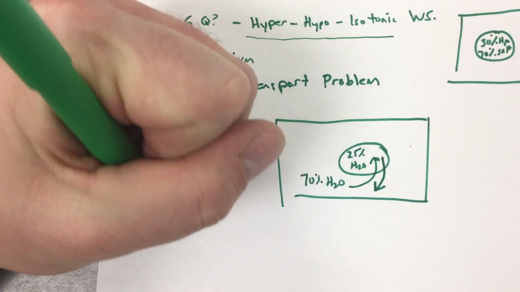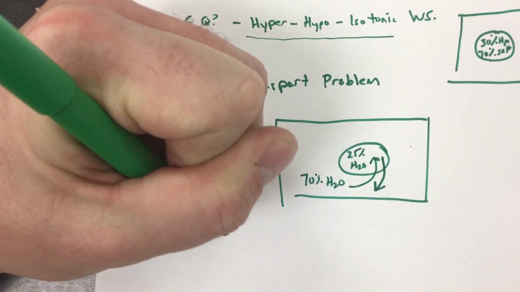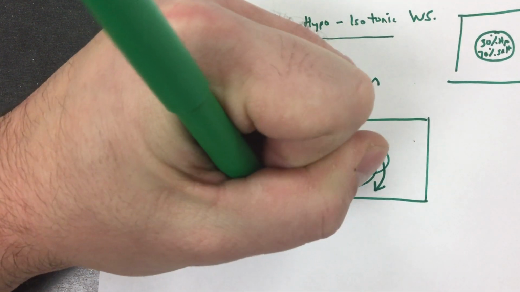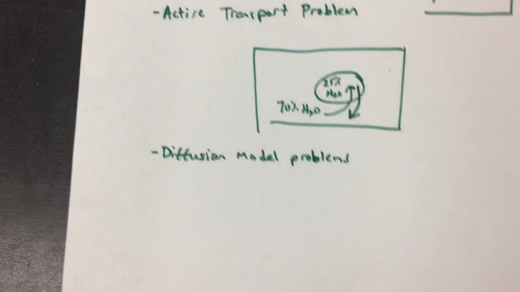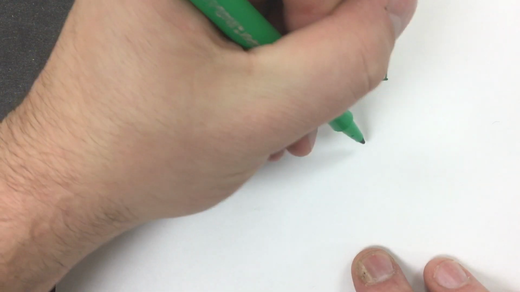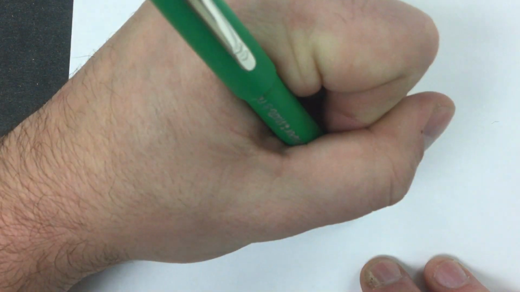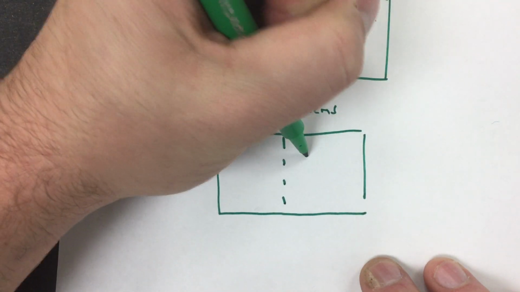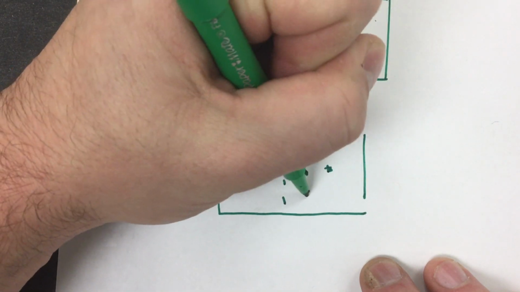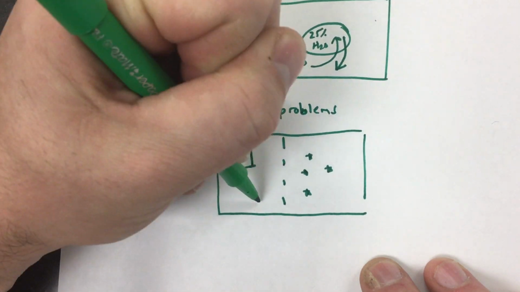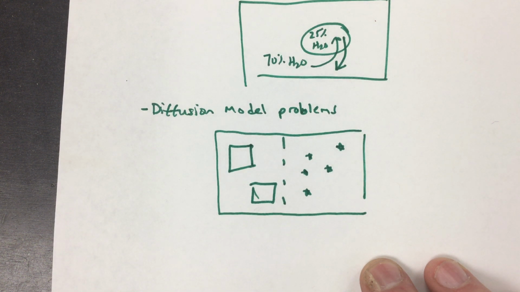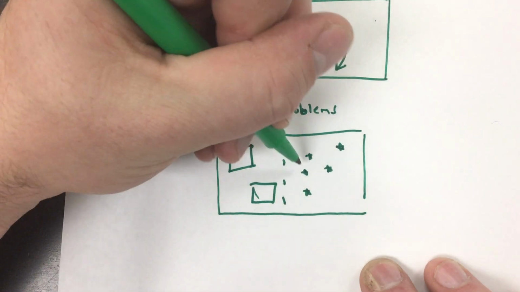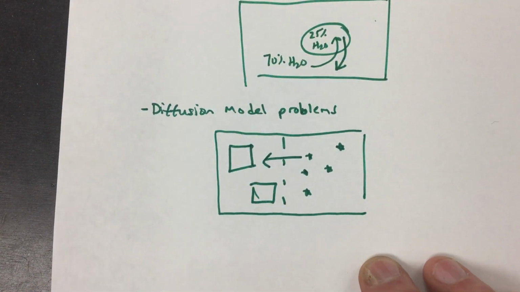Okay. Then you're going to have some diffusion model problems like what you guys had with the stars. Remember where you had a membrane like this, and then you had a bunch of small stars, and then let's say you had a bunch of big squares on this side. What's going to happen to the stars? They're going to move which way? They're going to move to the left, right? The stars are going to move to the left.